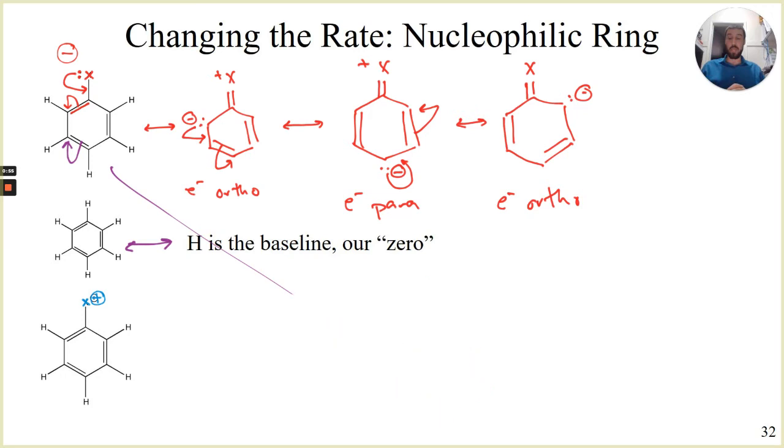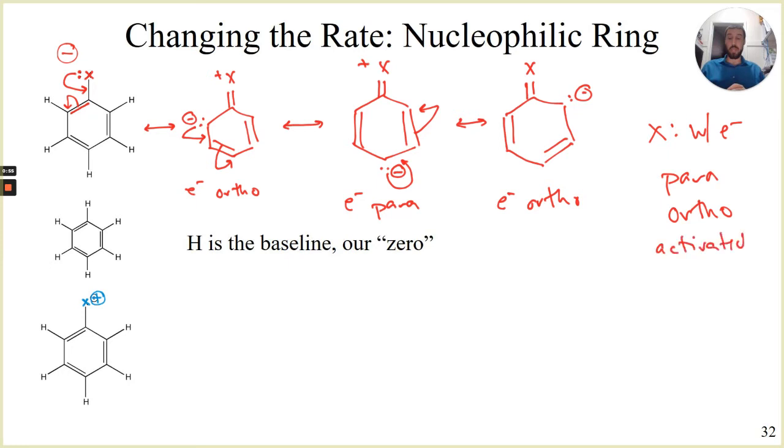So if we summarize what we've got in red so far: in red, we had atom X with electrons. And when we had atom X with electrons, we noted that the para and the ortho positions were activated. We're using the word activated because they have electrons at them. There's that lone pair. So that's what atom X is doing. It is directing the substitution to happen at the para and ortho positions, and it is activated.